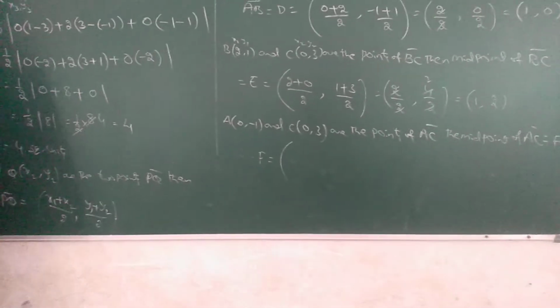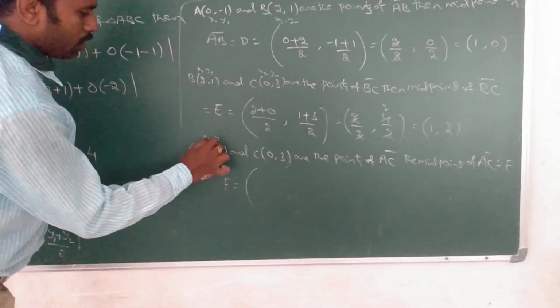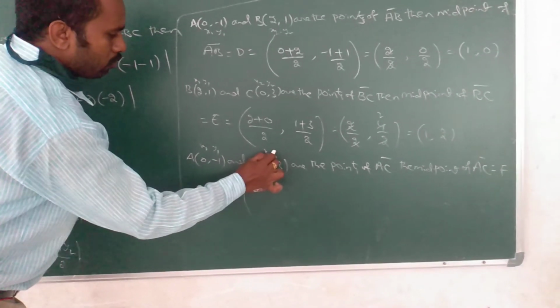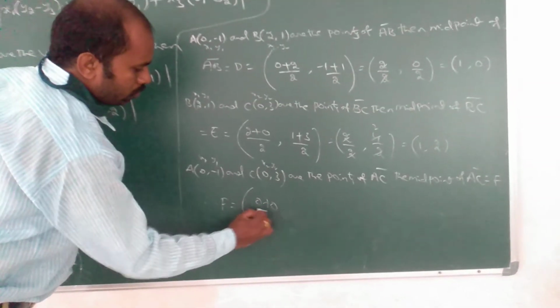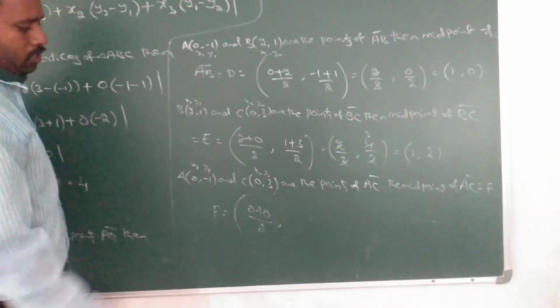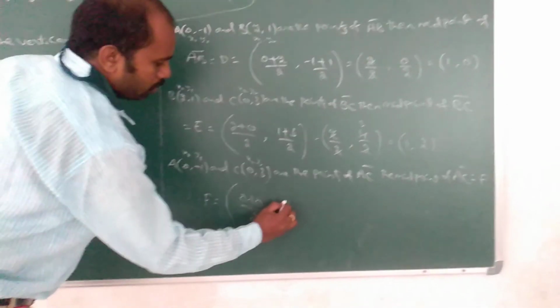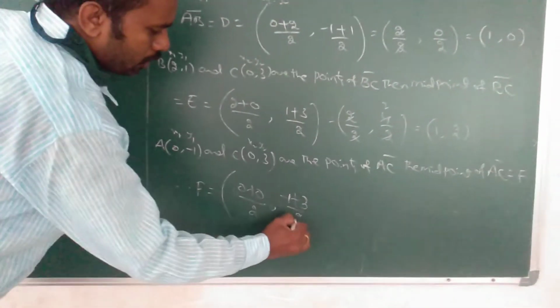The midpoint formula is (x1 plus x2) by 2, (y1 plus y2) by 2. So this one is x1, y1 and this one is x2, y2. Now substitute that. x1 plus x2: 0 plus 0 by 2. Next y1 plus y2: minus 1 plus 3 by 2.